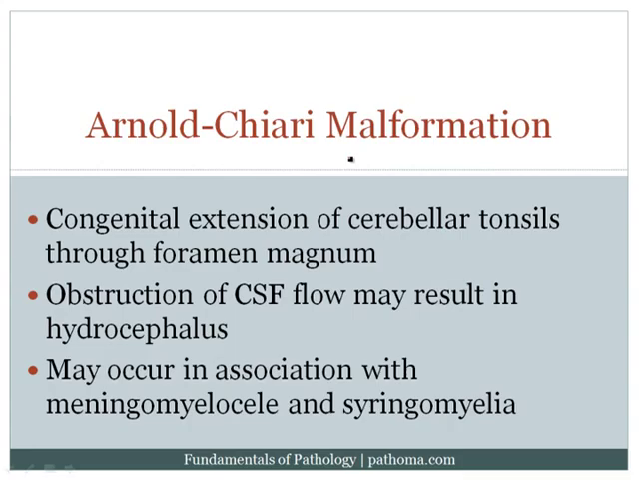However, in type 2, you can get obstruction of CSF flow. Recall that the fourth ventricle is right here, and so you can get some compression resulting in obstruction of the CSF flow. So if there's obstruction of the CSF flow, that could result in hydrocephalus. That's an important association with Arnold-Chiari malformations. In addition, a very high-yield association is that you can also see meningomyelocele with Arnold-Chiari malformation, along with a spinal cord lesion called syringomyelia. And we'll talk about syringomyelia in just a few moments.